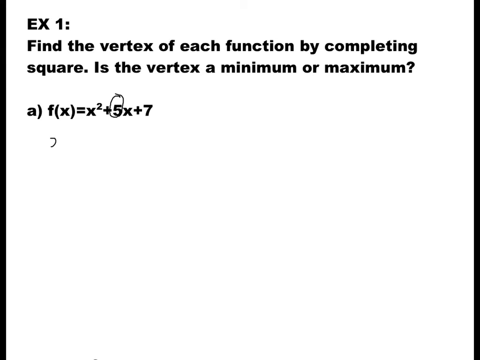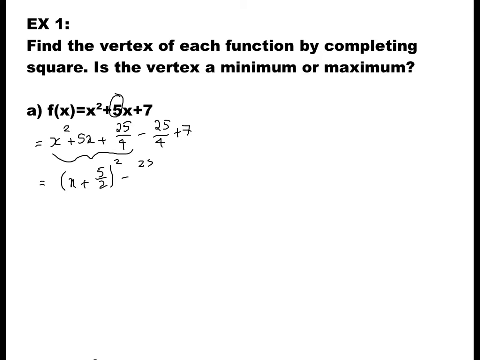So we are going to have f of x is equal to x squared plus 5x plus 5 over 2 squared, which is 25 over 4, and subtract 25 over 4, plus 7. Since we added and subtracted the same amount, nothing is changed. Now take the first three terms. Using perfect square, x squared plus 5x plus 25 over 4 can be written as x plus 5 over 2 squared, and then write the rest of the terms here.